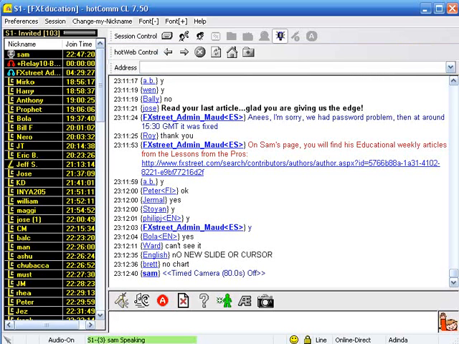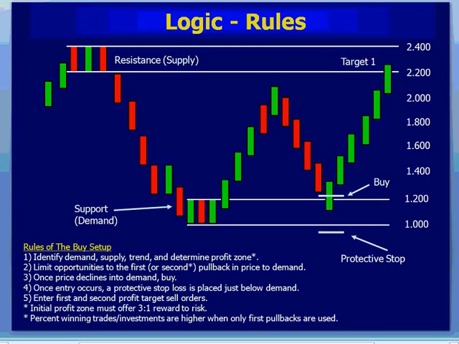Okay, whoops. Something happened to the chart there. Let me grab it for you again. Hang on. There we go. You should have it now.